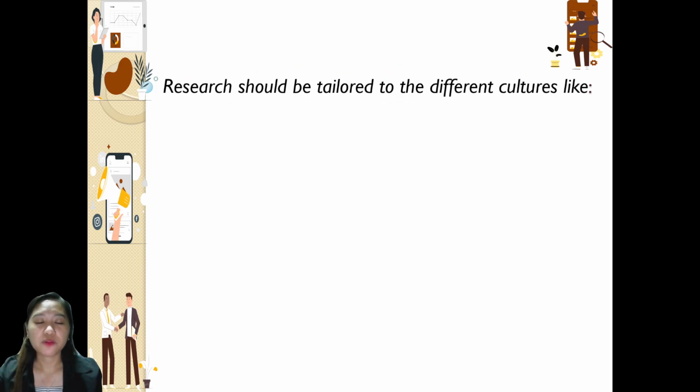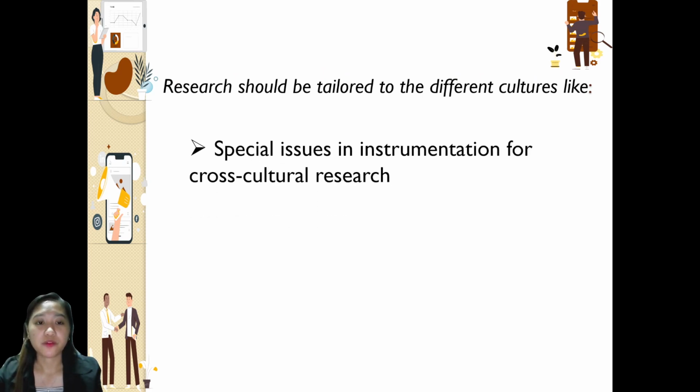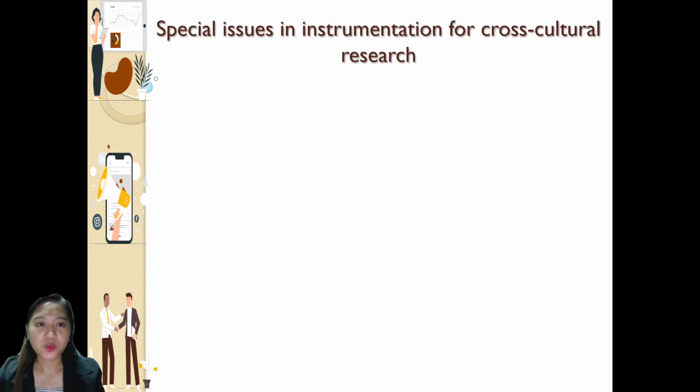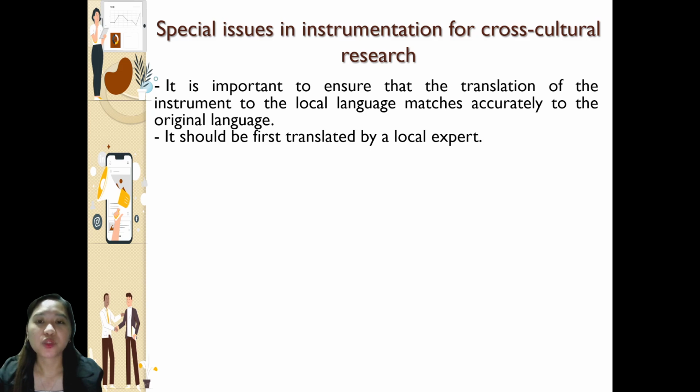So here we have research that should be tailored to the different cultures, like first, special issues in instrumentation for cross-cultural research and issues in cross-cultural data collection. So first we have the special issues in instrumentation for cross-cultural research, which means it is important to ensure that the translation of the instrument to the local language matches accurately to the original language. For this purpose, the instrument should be first translated by a local expert.